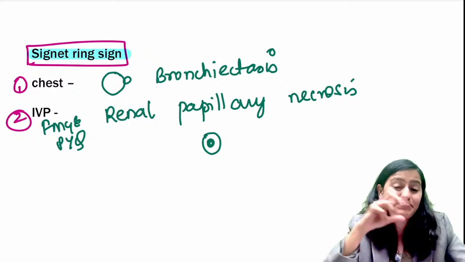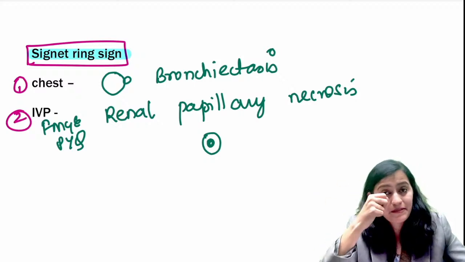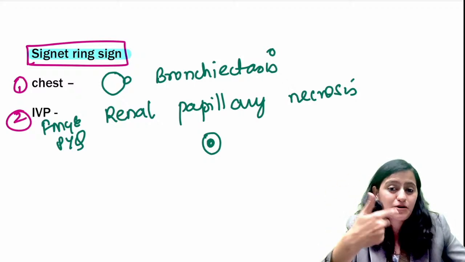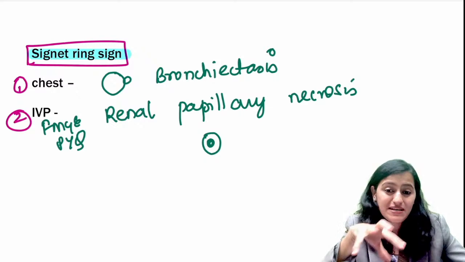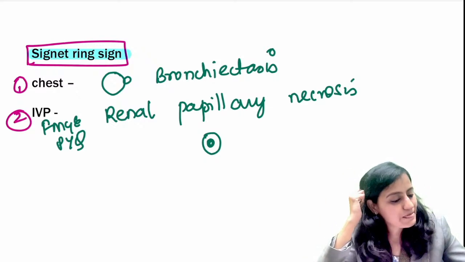Dr. Dibe, in midgut volvulus there is no bird's beak. In midgut volvulus, it is the corkscrew appearance of the duodenum that you get. Midgut is where the duodenum is affected. That gives the corkscrew appearance of the duodenum. Okay.